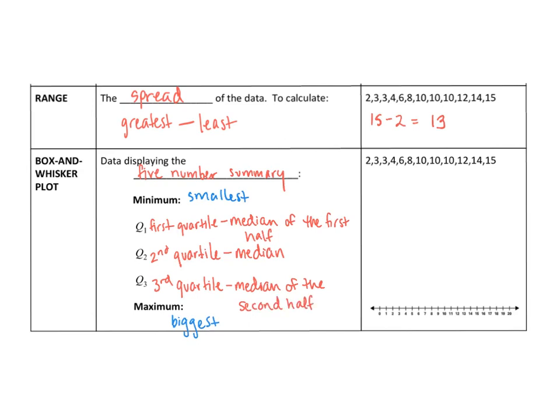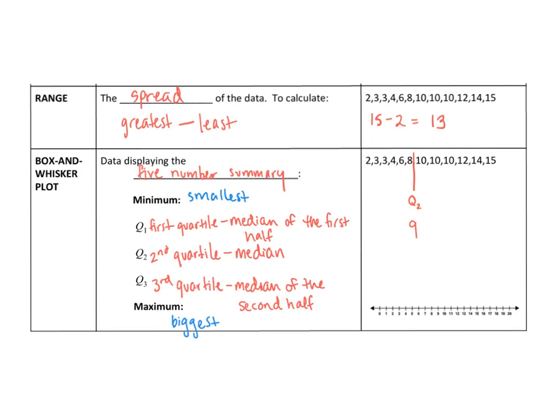So let's go look at our data again up here. Earlier we found out that the median happened right here between 8 and 10, right? That was our median. We found the average, or the mean, of those. So I'm going to draw a little line. That was our median. So this is the second quartile, and that was equal to 9.